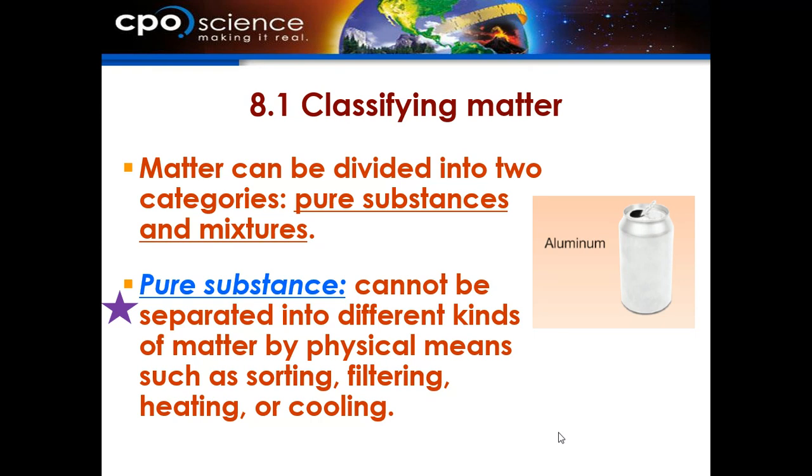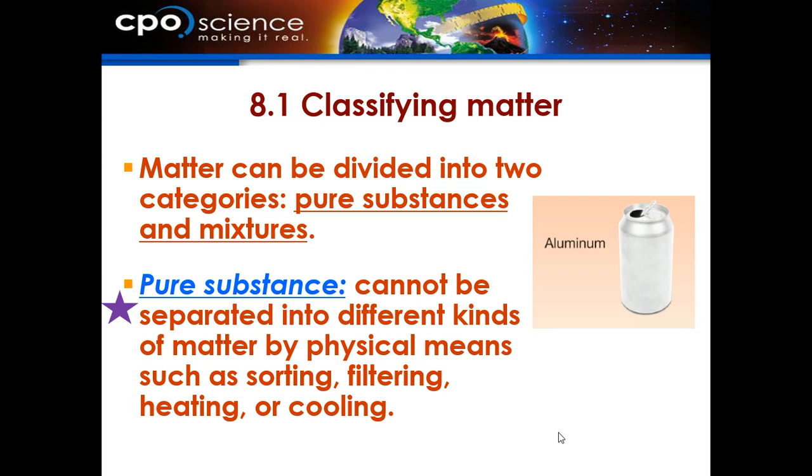A pure substance is what we've talked about so far, something that cannot be broken down physically, something that is chemically bonded together, or it's just that atom. So elements are pure substances, compounds are pure substances, molecules are pure substances. They're chemically bonded together, or it is just that element, and it's not made of something else. Okay, so a pure substance cannot be separated into different kinds of matter by physical means, such as sorting, filtering, heating, or cooling.